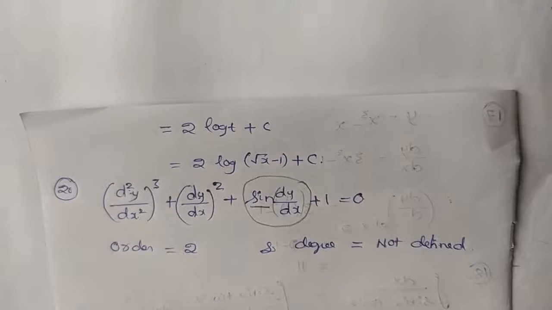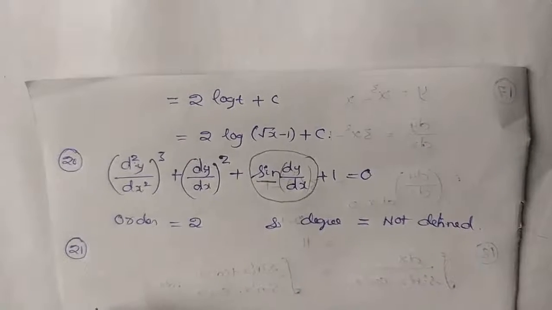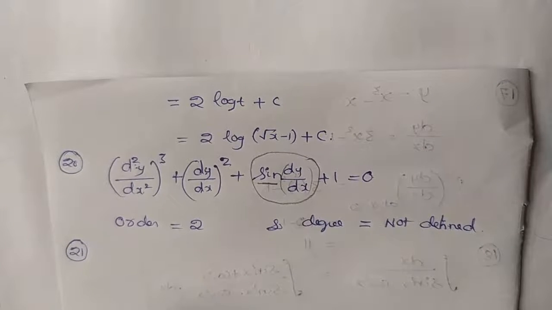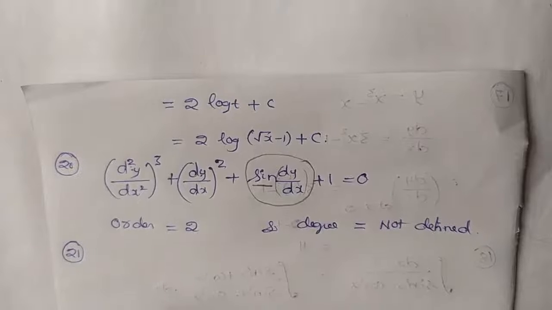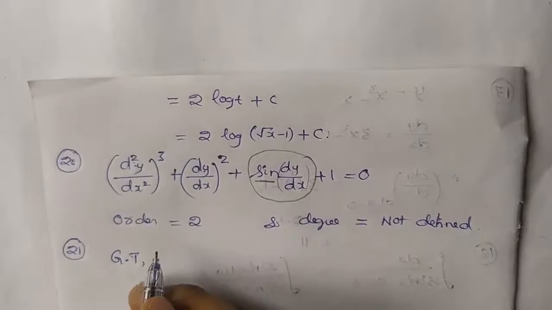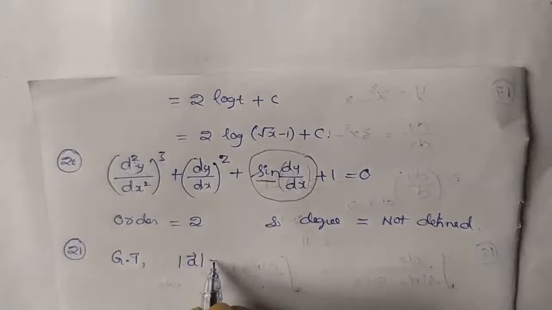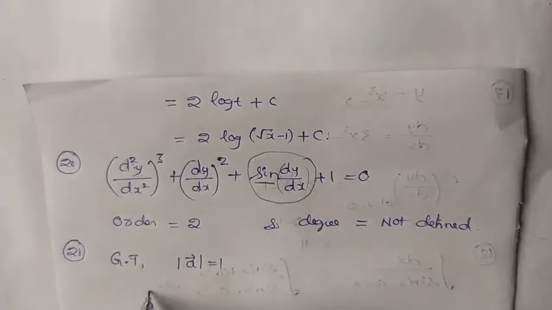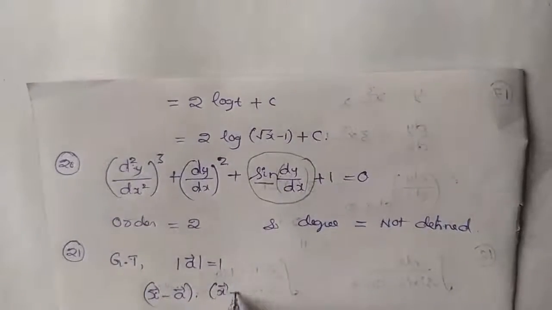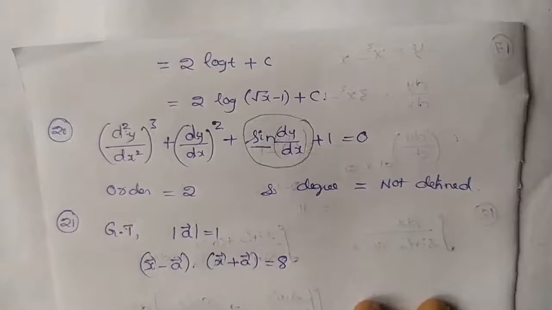Next, see the 21st question. If a vector is a unit vector such that (x minus a) dot (x plus a) equals to 8, find the magnitude of x vector. So given that a vector is a unit vector, and a unit vector is nothing but a vector whose magnitude is 1, and (x minus a) dot (x plus a) equals to 8. We have to find the magnitude of x vector.